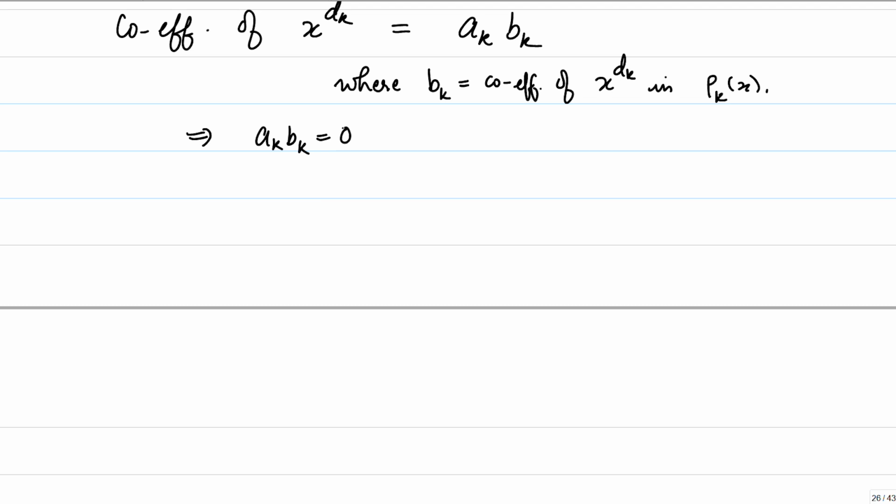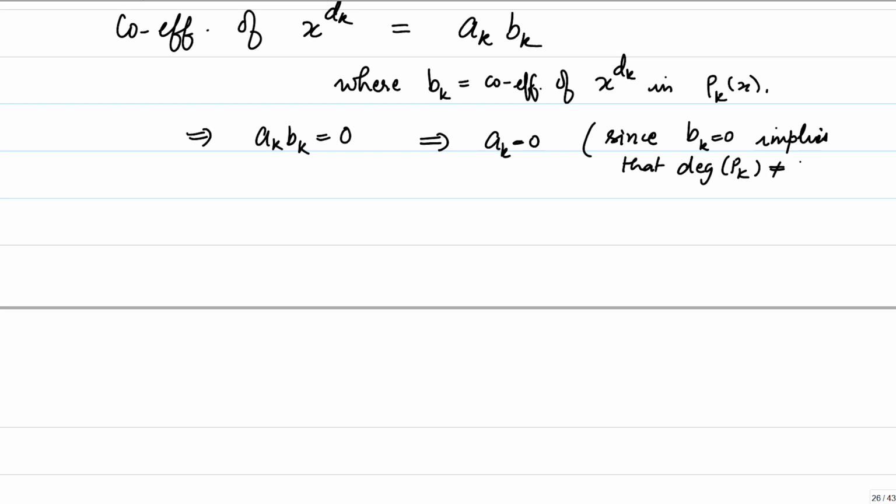But we know that bk is not equal to 0. Why? Because pk has degree dk, and therefore if its coefficient is 0, then we cannot have its degree equal to dk, right? Since bk equal to 0 implies that the degree of pk is not equal to dk. But we know that the degree of pk is equal to dk, and therefore bk cannot be 0, and therefore ak has to be necessarily 0.